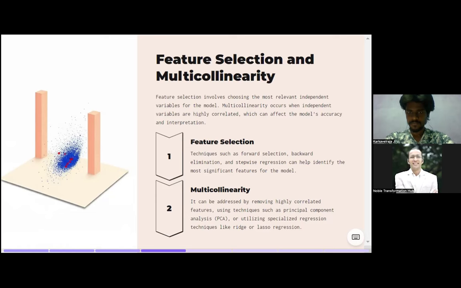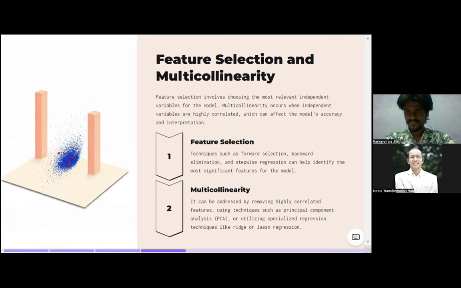So feature selection, again, let me summarize it. Feature selection is when we select the most relevant features in the independent variables for the model. That is very simple, okay? Multicollinearity is when there will be a lot of correlations in the data, a lot of correlations in the model. That will occur while you are working on it. So highly correlated features will not give you accuracy. That is why we use PCA, or ridge or lasso regression, to remove multicollinearity.